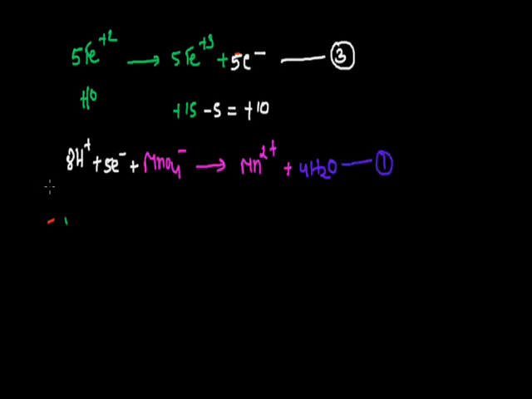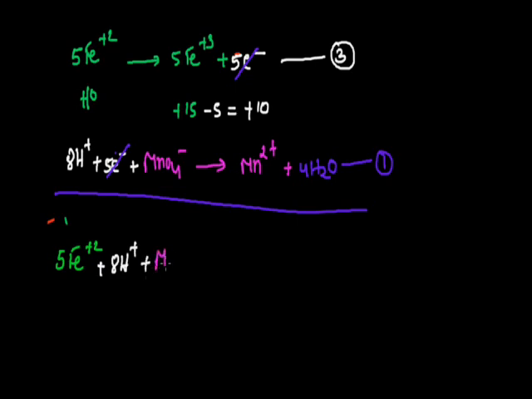Now when we add the first and third reactions, the electrons cancel out from both sides and the final reaction becomes 5 Fe plus 2 plus 8H plus plus MnO4 negative. After the reaction we get Mn plus 2 plus 5 Fe plus 3 plus 4H2O. So that is the balanced reaction.